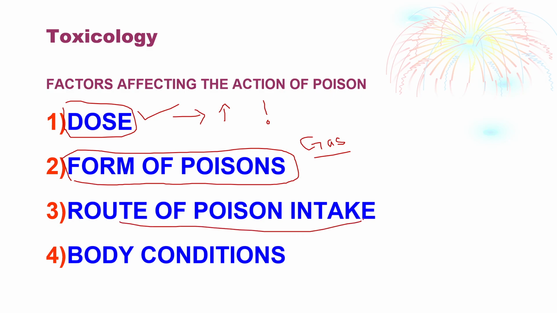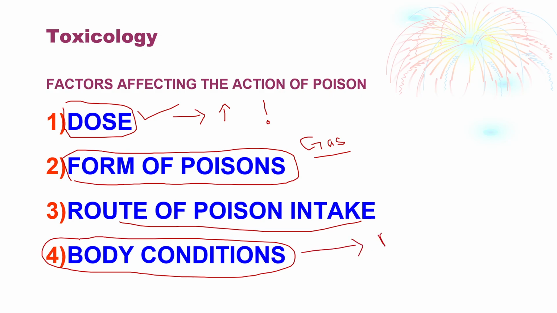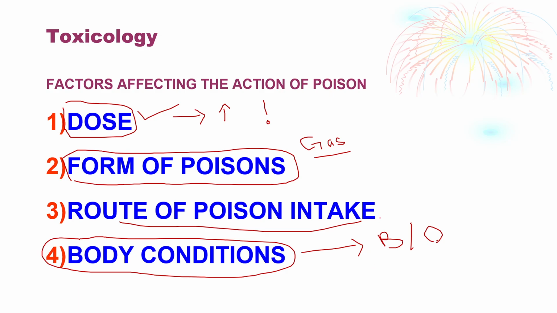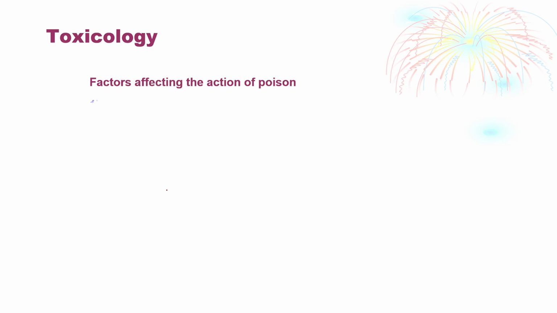Route of poison intake, we talked about that. Inhalation is at the top, and then IV, and then the body condition. For example, if the body is of a baby or a very old person, in that condition it will highly affect the body. If the body belongs to a very healthy person of young age, poison might not affect it. So body condition is a very important factor for determining the action of the poison.